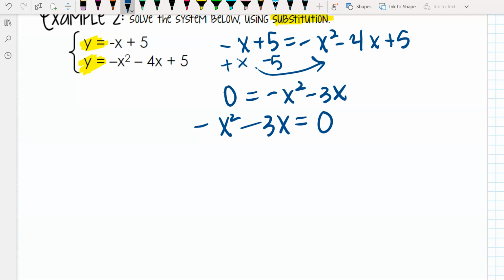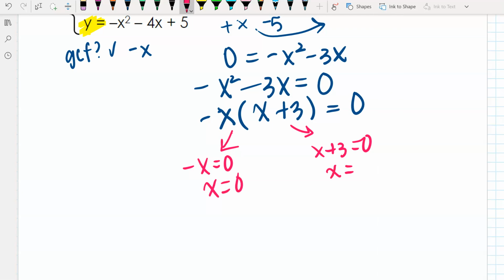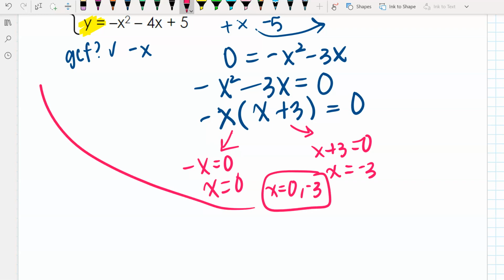So now, again, go through your list of what you can do. So you should always try factoring first. So do you have a GCF? And we actually do here. It's -x. So if I take a -x out, I should have x and then +3 on the inside. Okay, so this is factored already. We don't have to do anything else. So we're just going to split and solve. So -x equals 0 and x + 3 equals 0, which means that x is 0 or x can be -3. So we're going to take these values, 0 and -3, and we're going to plug them back in.